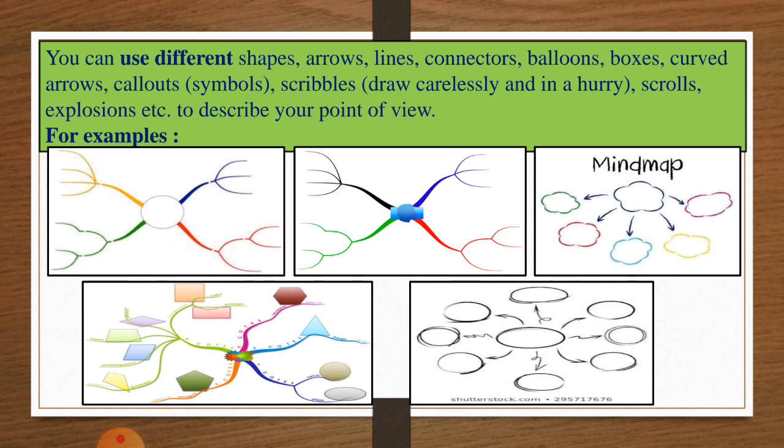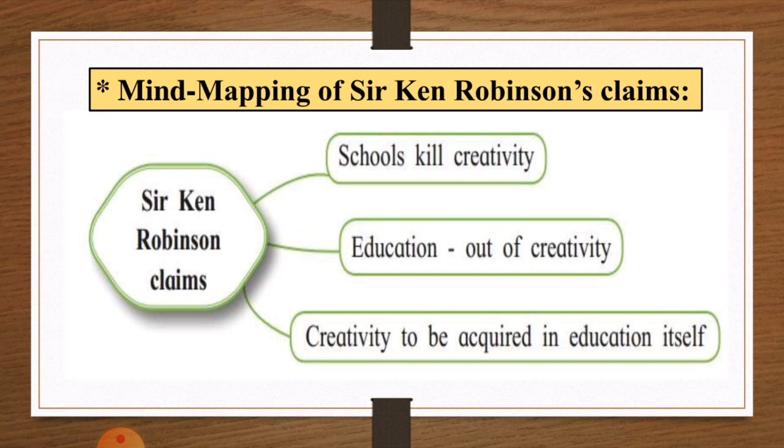Now let's focus on an example of mind mapping of Sir Ken Robinson's different claims about creativity introduced in the article, and this article is written by Julian Astle, the Director of Education of the RSA. It means Royal Society of Arts in UK. Students, Sir Ken Robinson is an educationalist and FRSA, it means a Fellow of the Royal Society of Arts in UK, and he had given his views on creativity.